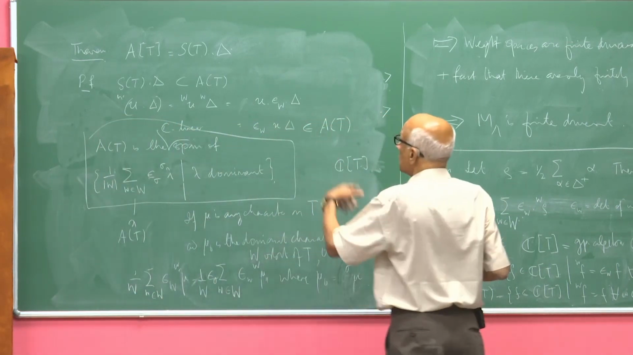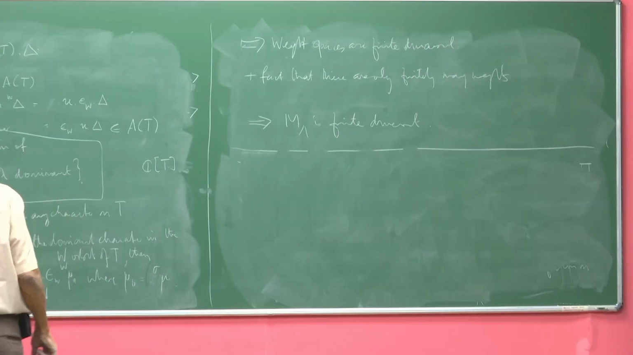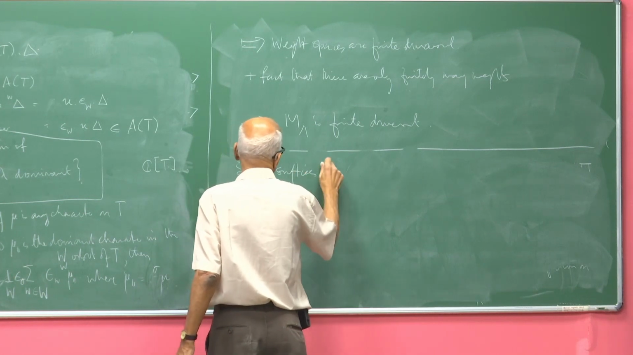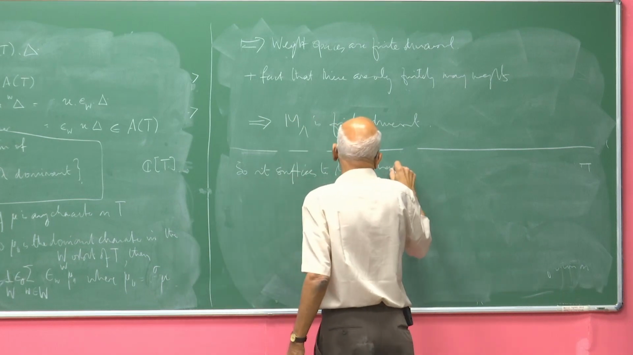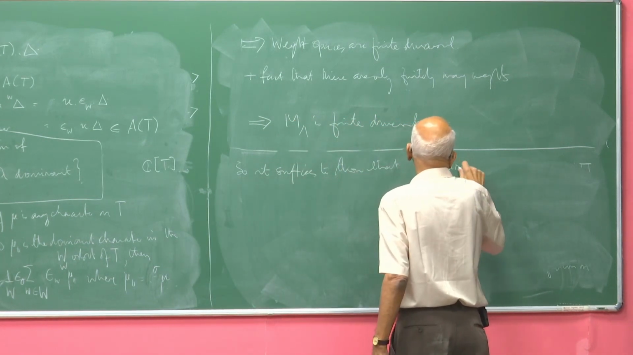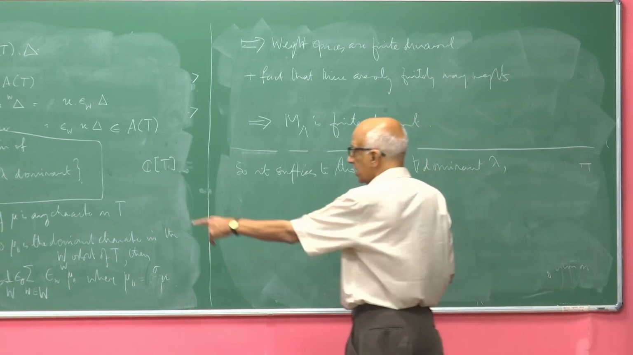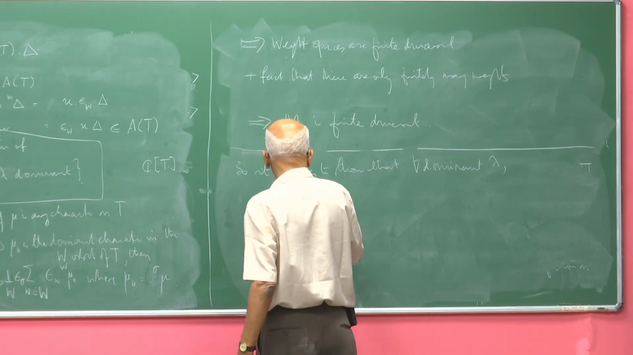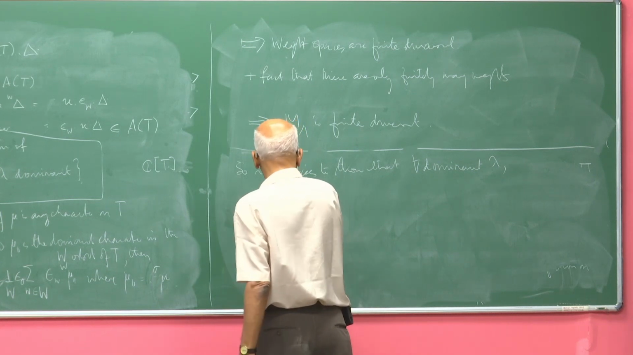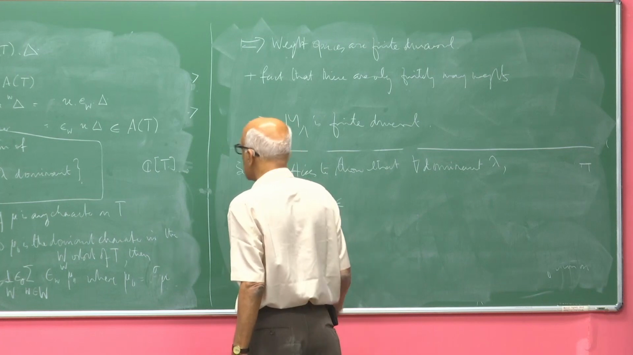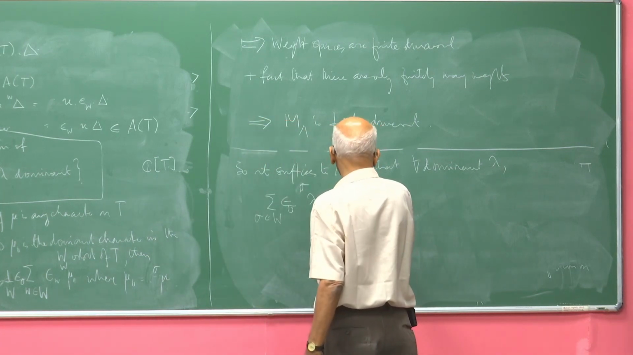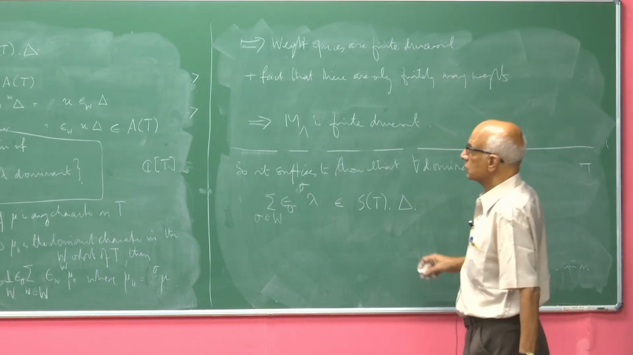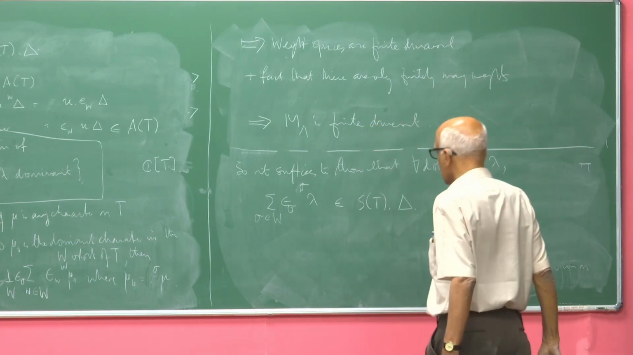So to prove our theorem, we need only show, it suffices to show, that for every dominant lambda, this average, the sum over sigma in W of epsilon sigma sigma lambda, belongs to ST times delta. Yeah, this is what we need to prove.